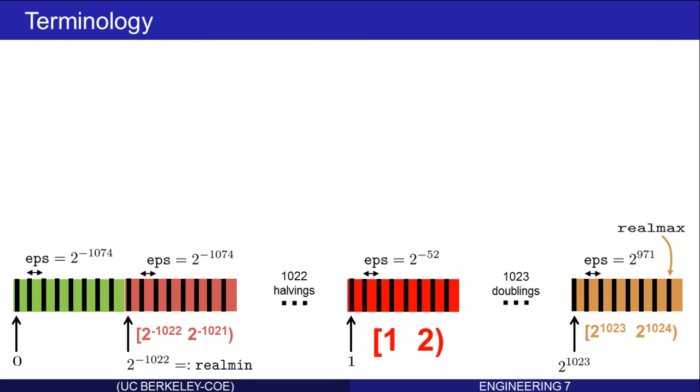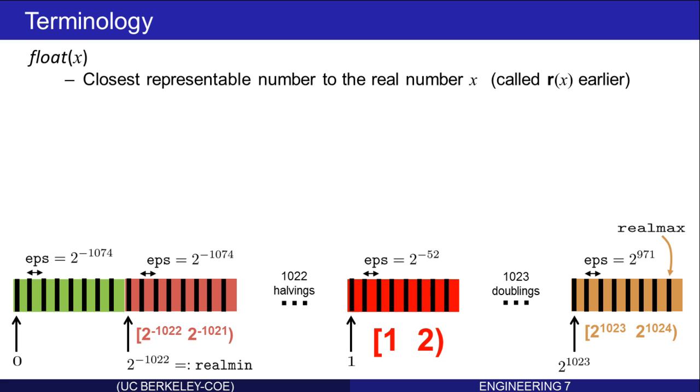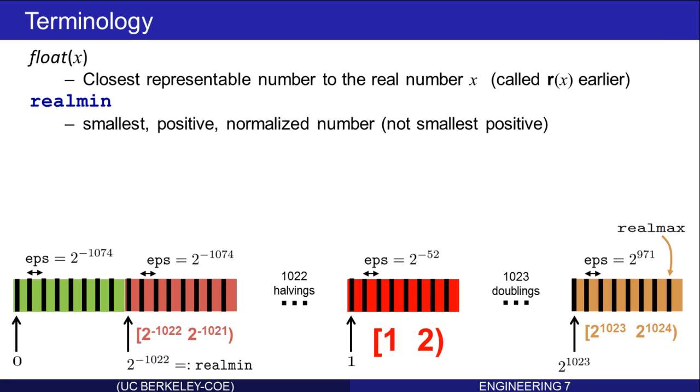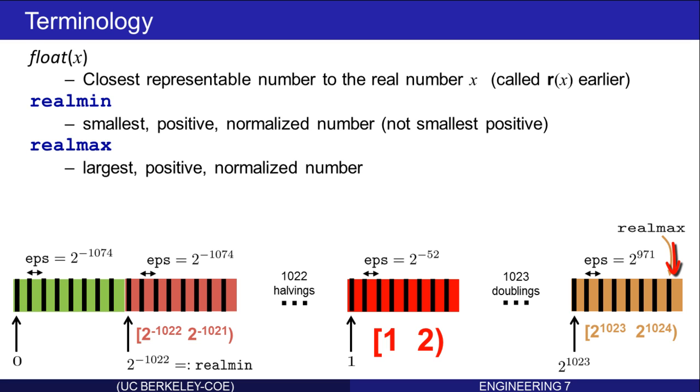On this slide, all the numbers from the double number system are shown, as we learned about earlier. Let's introduce some terminology. Float x is the closest representable number to the real number x. That was also called Rx earlier. Real min is the smallest positive normalized number. It's not the smallest positive number, but the smallest normalized positive number. Right here we can see that's 2 to the -1022 power. Real max is the largest positive normalized number. That's shown on the right-hand side. It's less than 2 to the 1024th by 2 to the 971.